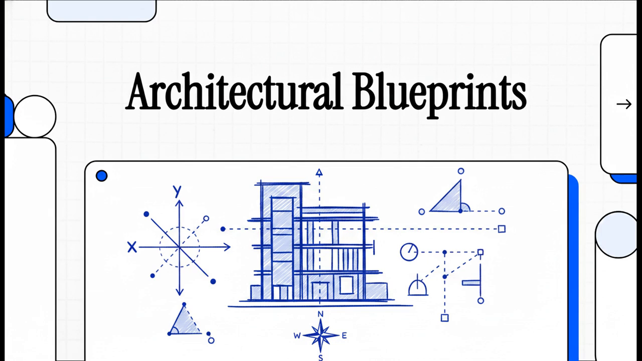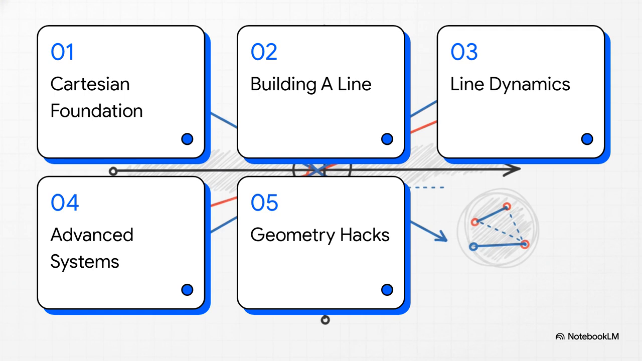So let's get building. Okay, let's dive right into this. Here's our roadmap. We are starting from the absolute ground floor with the Cartesian foundation, then we'll start building a straight line. After that, we'll look at intersections and line dynamics, step it up with advanced systems and transformations, and finally, reward ourselves with some high-yield geometry hacks.